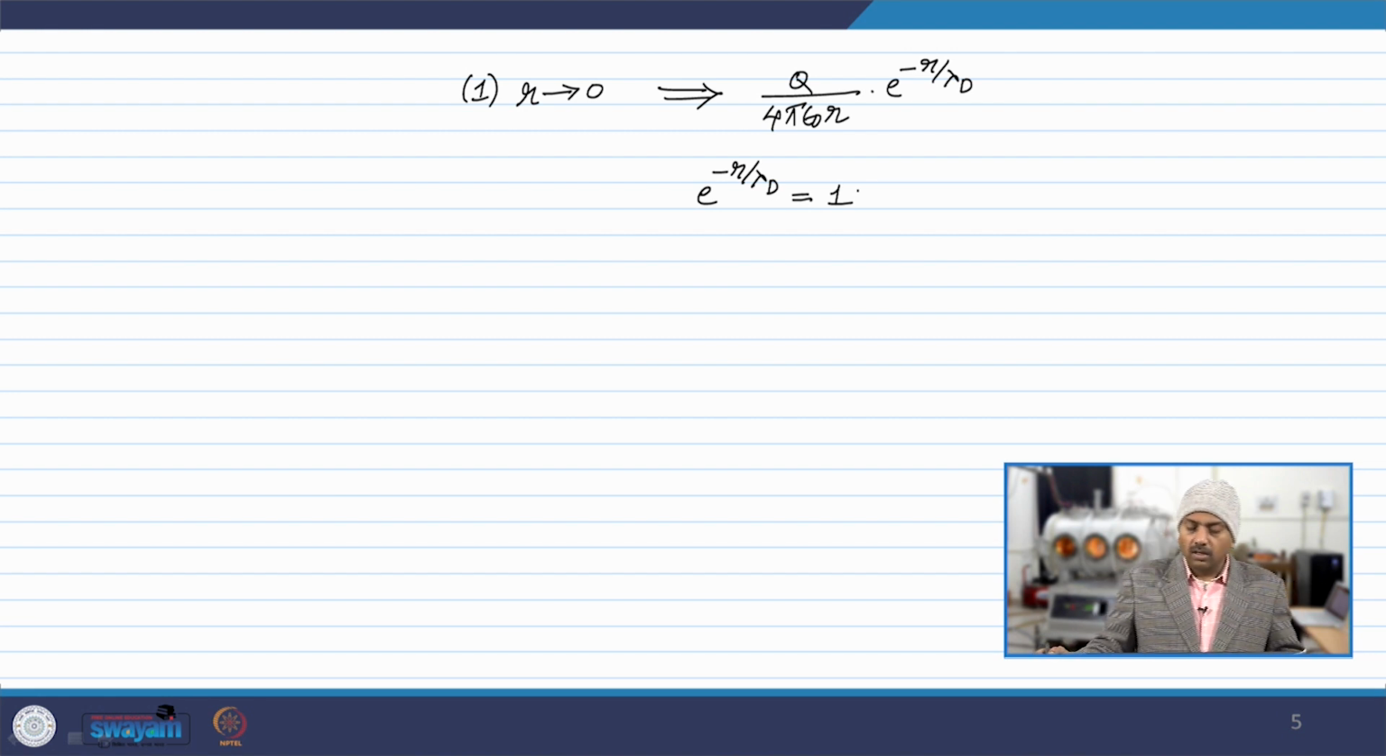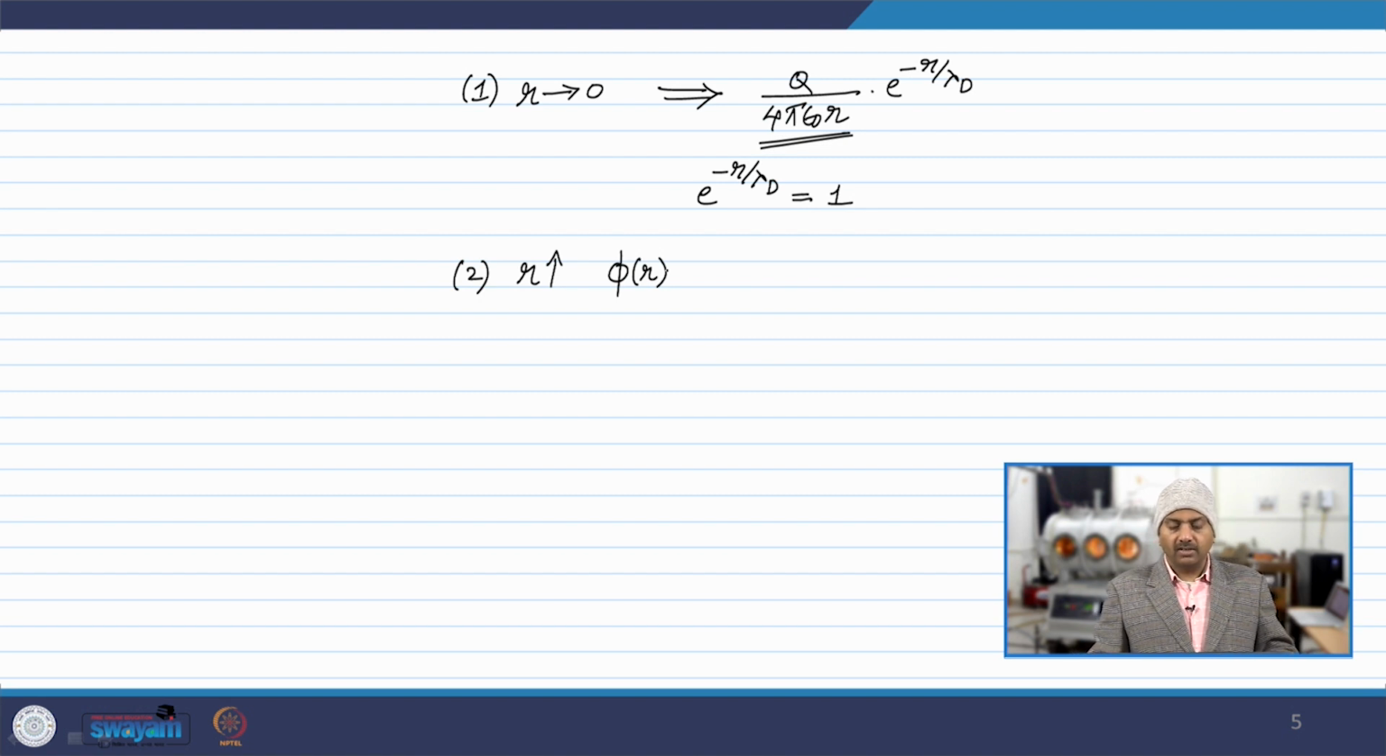Number one, when R tends to 0. When R tends to 0, what will happen? You have q by 4 pi epsilon naught r into e to the power of minus r by lambda d. So obviously, when r tends to 0, we can expect that e to the power of minus r by lambda d will simply become 1, isn't it? When r tends to 0, you substitute r equal to 0 in this, you will realize that the exponential part becomes 1, which means that this part becomes irrelevant. Or in the second situation, we say when r increases, what happens to phi of r?